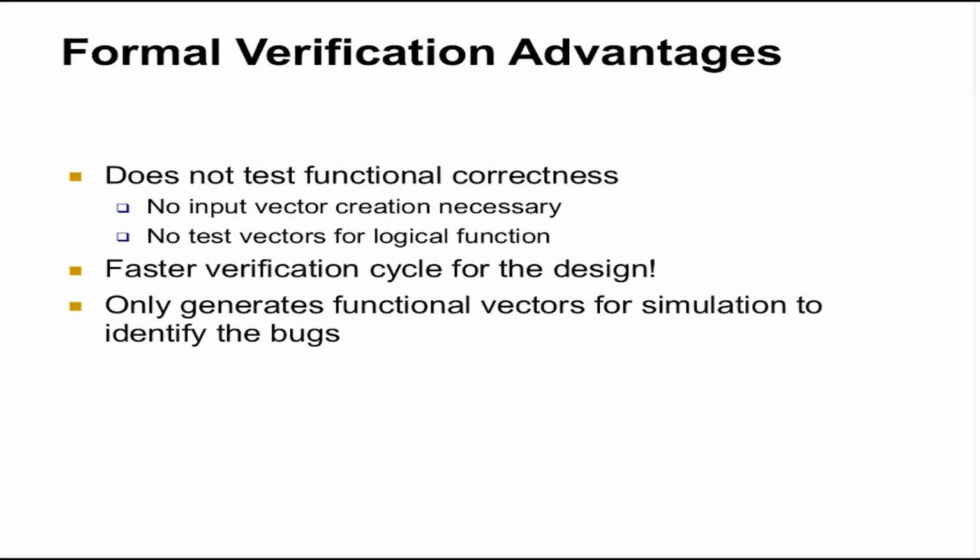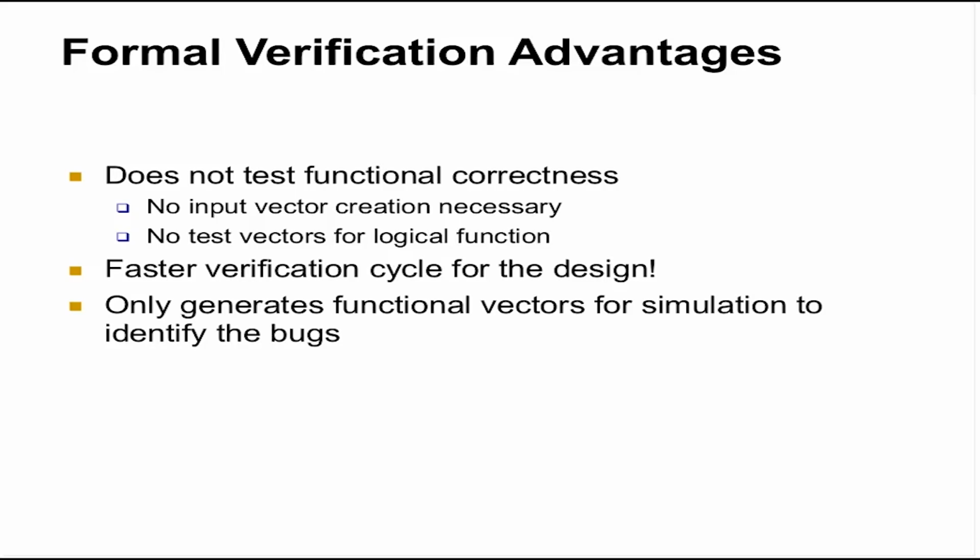The advantage is that it does not test functional correctness. Usually in a dynamic simulation, let's say you are verifying a simple FSM, you need to give some vectors and make sure that all the states and all possible use cases are covered, to make sure that your design is functionally correct. Formal verification does not need any kind of stimulus or test vectors, and it is very fast when compared to dynamic simulation. It will only generate functional vectors when it finds a mismatch.